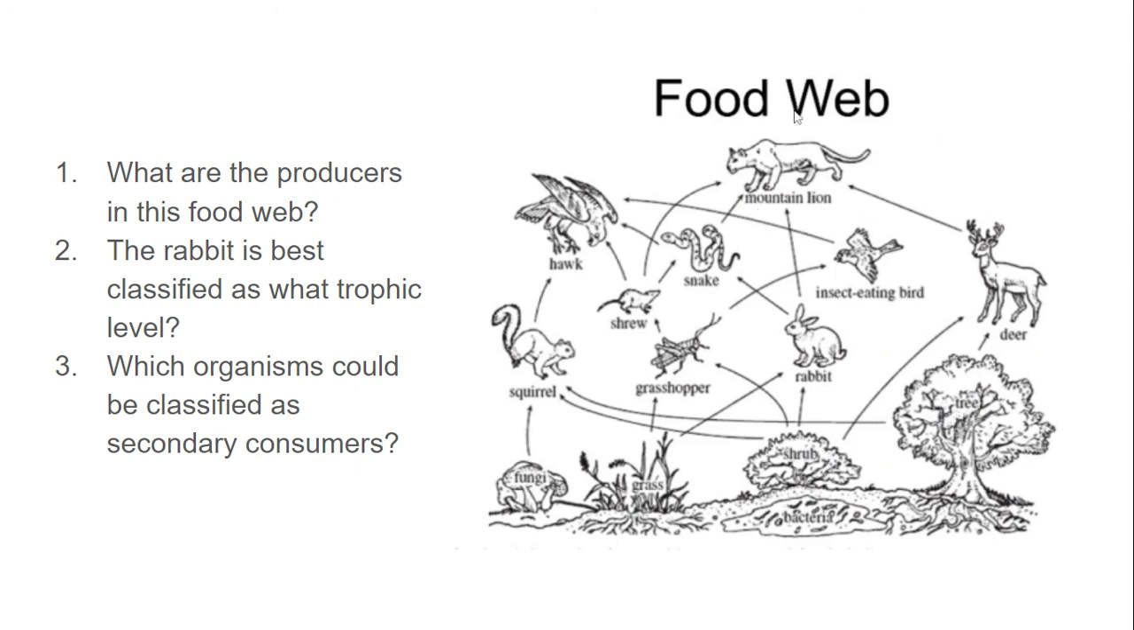And then finally, the mountain lion. The mountain lion can actually go back 2 ways. I could go to the rabbit, back to the shrub, or to the deer and back to the tree or shrub. So all of these can be classified as secondary consumers, except for the squirrel, grasshopper, rabbit, and deer. So these 5 up here are all classified as secondary consumers.